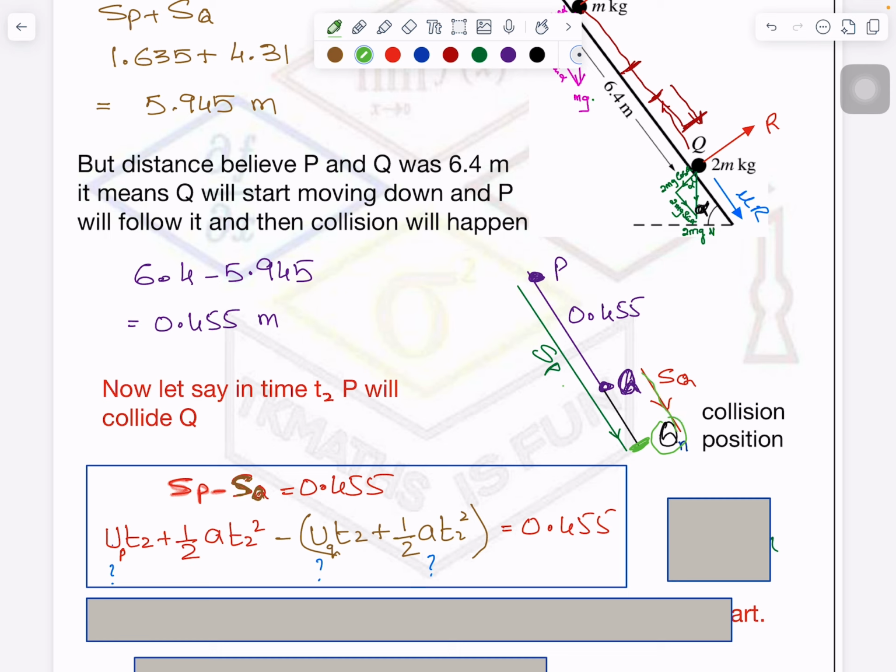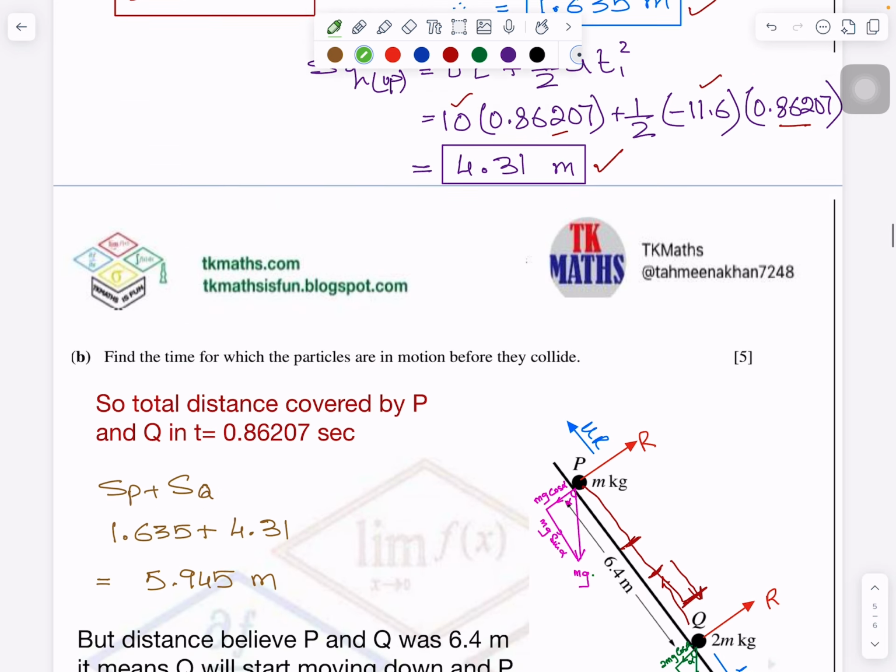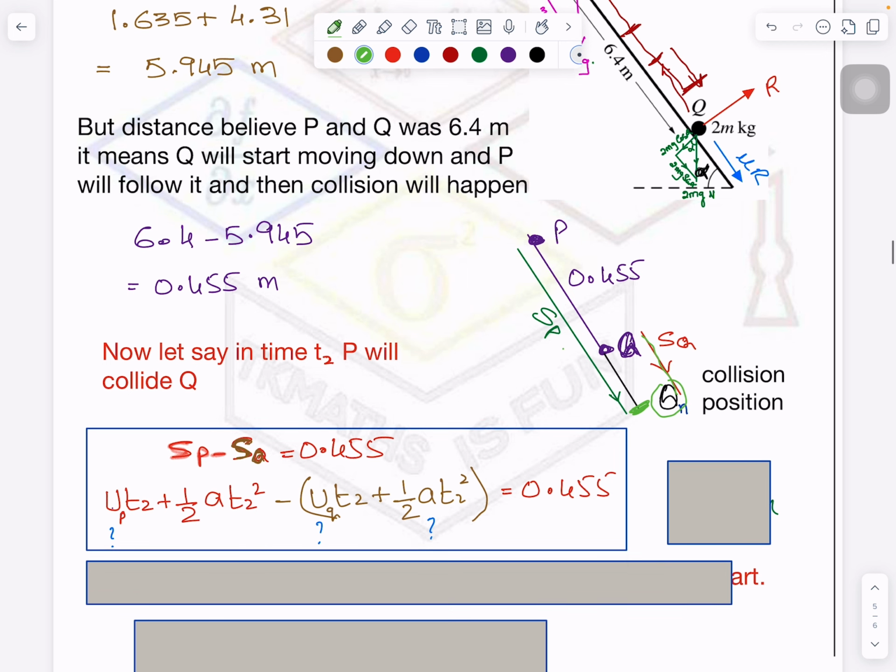So SP minus SQ is equal to 0.455, agree? So from this situation, we have made the equation that this is the time taken when they hit the ball. I mean, P hit Q. One time we have already calculated, which is 0.86207. Now we have to calculate this time also, and then we will add up the two timings. That is the total time taken by the particles to collide.